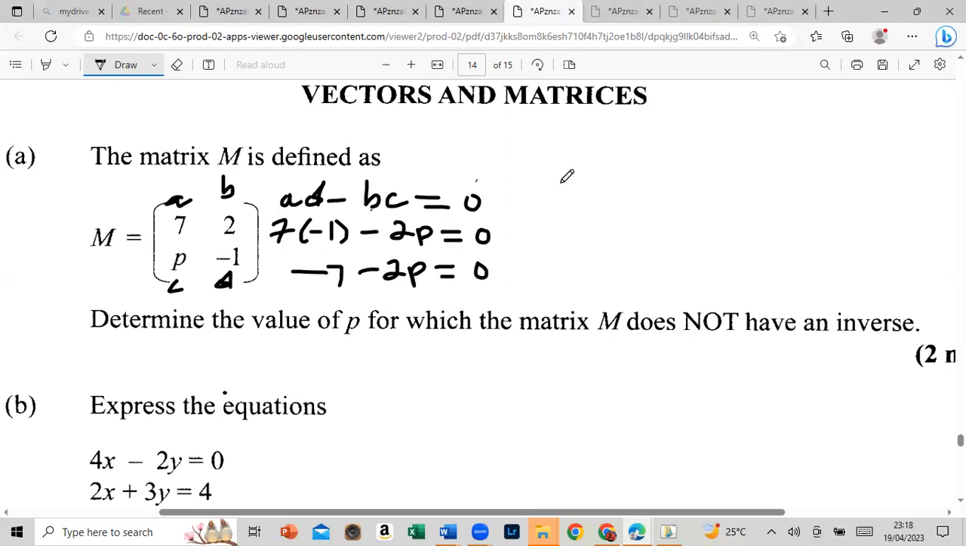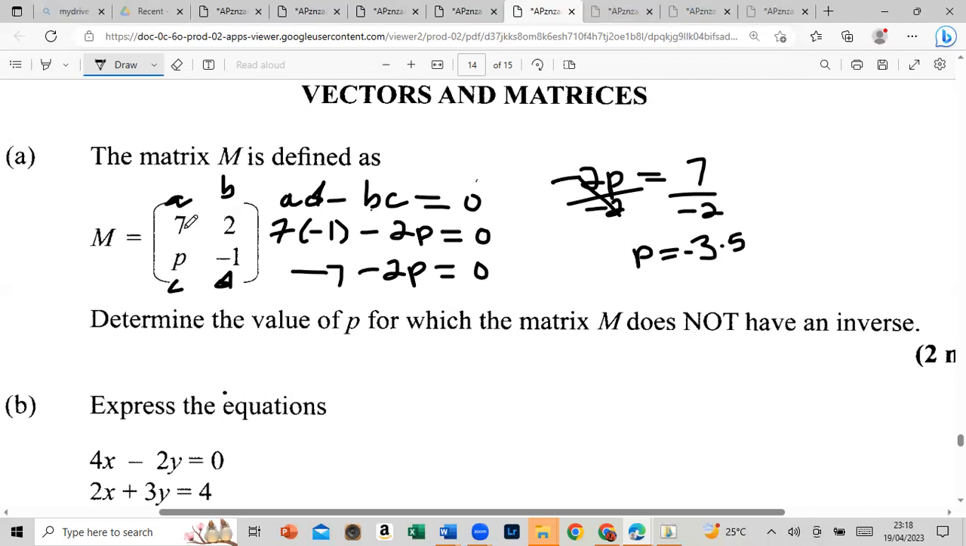So it would be negative 2P equals, add 7. This is the minus, we take the inverse of minus, which is plus, so that gives us plus 7. And then we divide by negative 2. So P, don't forget the negative, is equal to negative 3.5. So if you put negative 3.5 for P, then the determinant turns out to be 0.